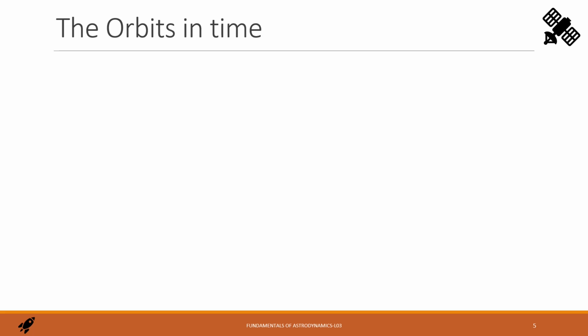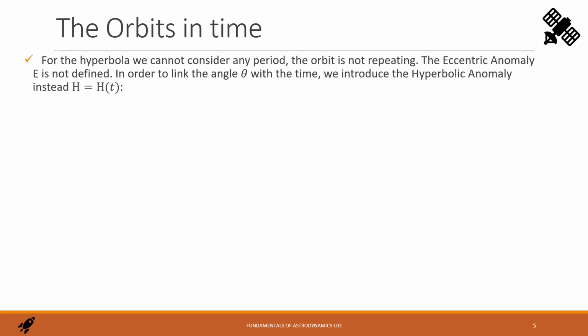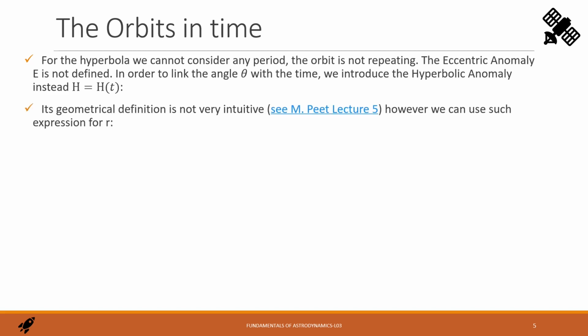Now we want to link the angle theta with the time. Since the hyperbolic orbit is not repeating, we cannot define a period, even though we can still say the areolar speed is constant. Like for the ellipse, we define a fictitious anomaly called hyperbolic anomaly H. This is not an angle, however. We can demonstrate a relationship between the radius and the hyperbolic anomaly H. This formula is very similar to the one that we found for the ellipse, using capital H in place of capital E and hyperbolic cosine in place of trigonometric cosine.